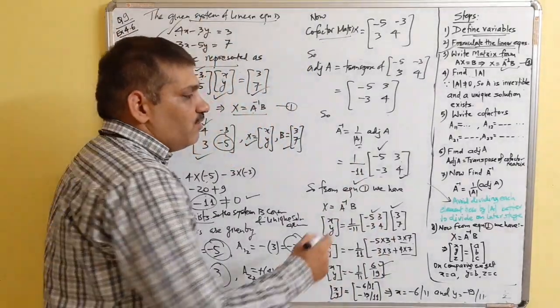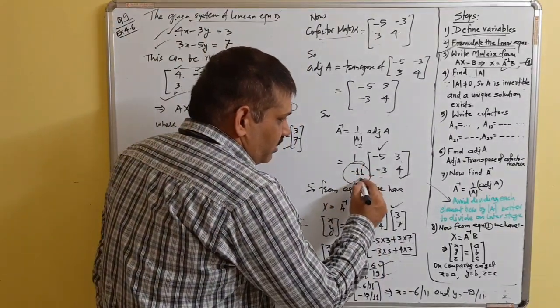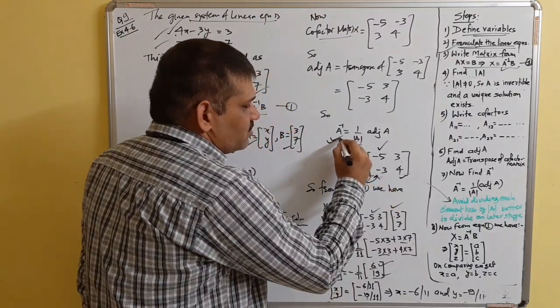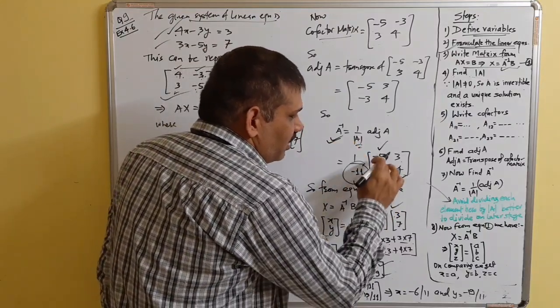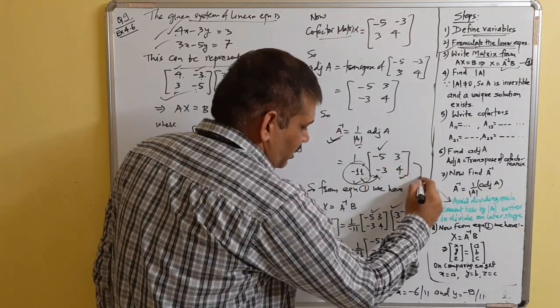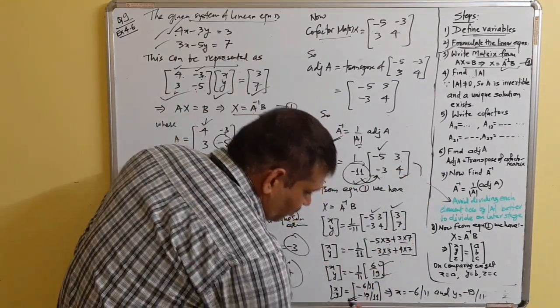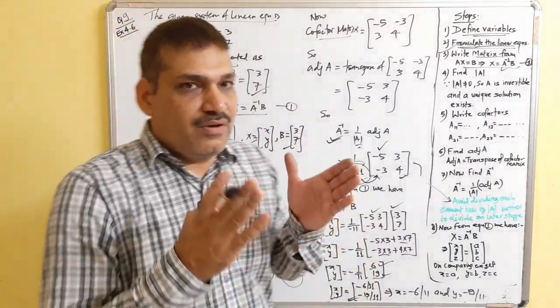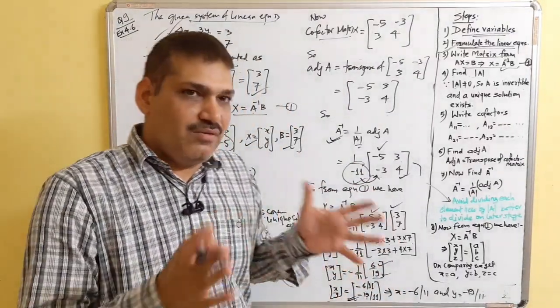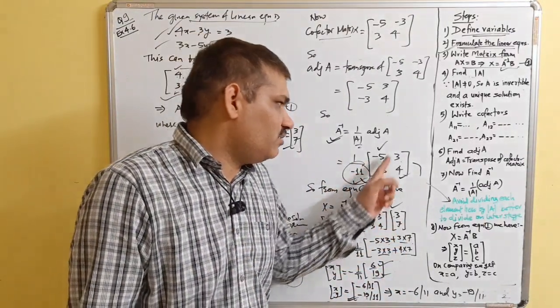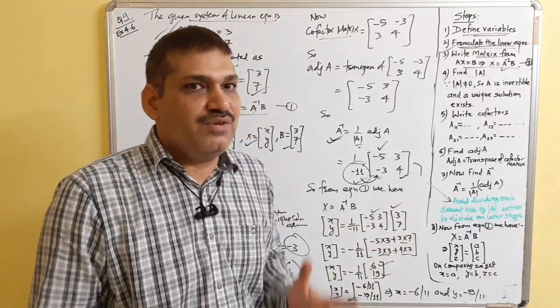Mind it, I again remind you, don't divide here. When you find the A inverse, don't divide in this step. Do it in the last step only, to avoid big calculations in fractions. That is what we could have discussed.